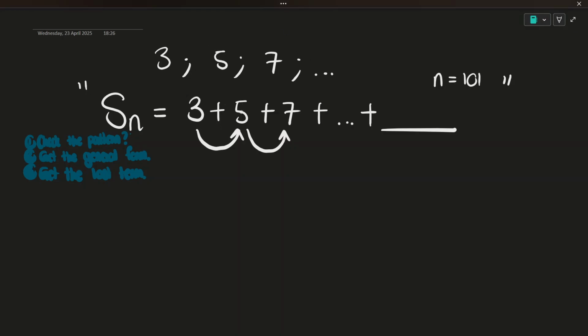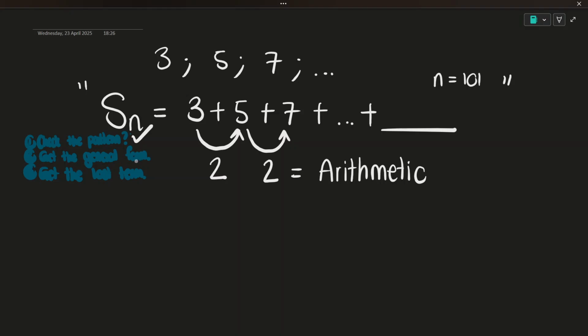So, 5 minus 3 is 2. We're getting the difference here. Now, 7 minus 5 is 2. So that means now that we have the same first difference, this pattern is arithmetic.